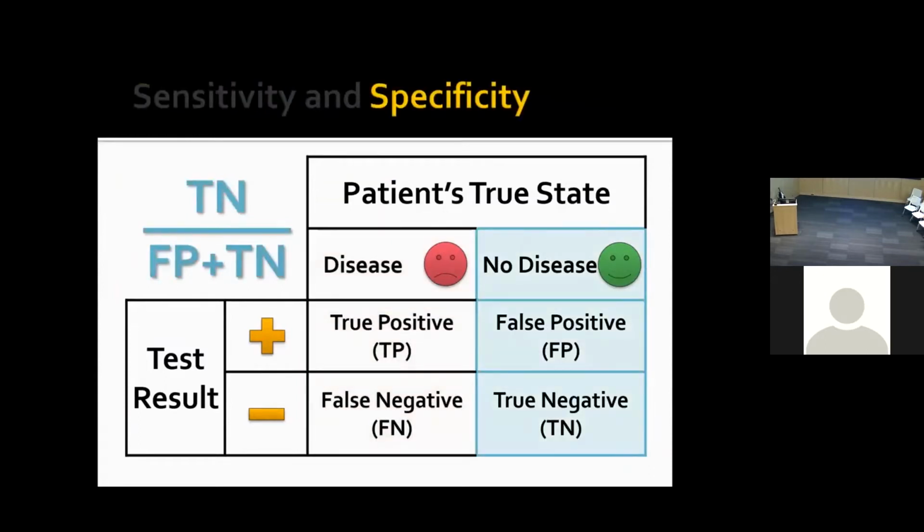Likewise, the specificity is the opposite of that. It's the people who really are disease-free, correctly identified as disease-free. So it's this divided by the sum of those two things.